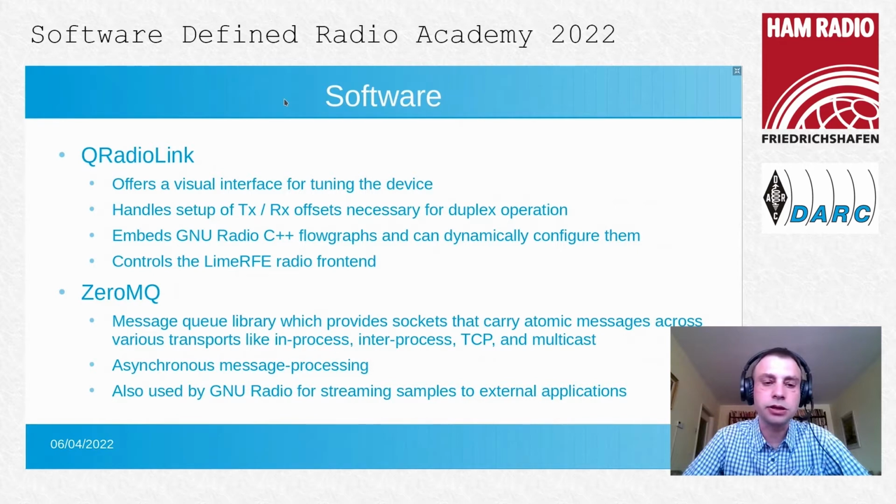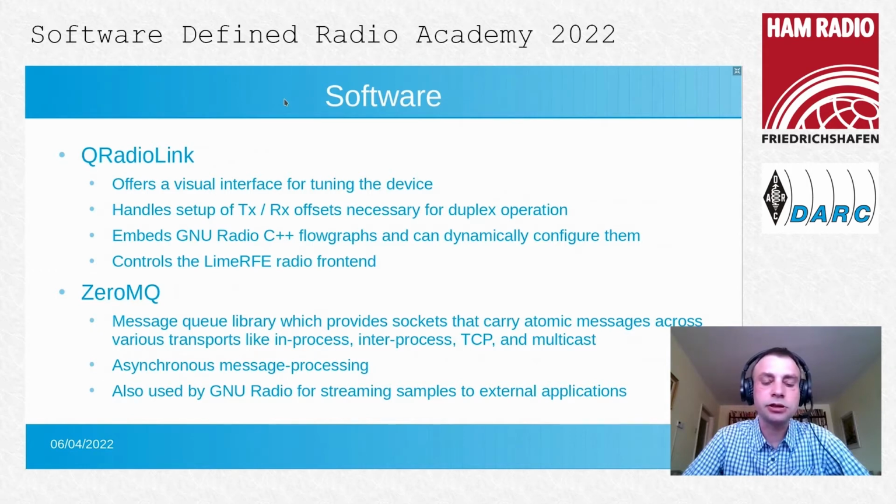QRadioLink also controls the LimeRFE frontend used for this implementation by providing automatic band switching and setting of the duplex operation. The mechanism used to transmit samples from MMDVM to QRadioLink is 0MQ, which is a messaging queue library which provides sockets to carry messages across various transports like in-process, inter-process, TCP, multicast communication.